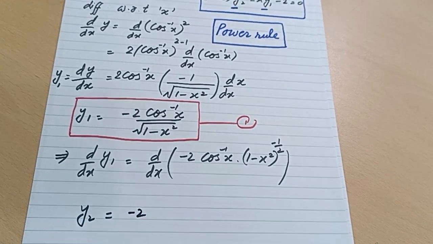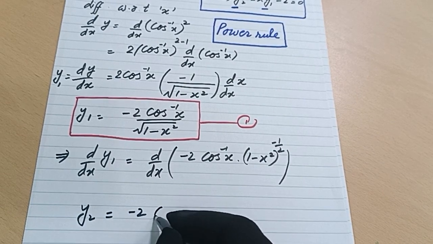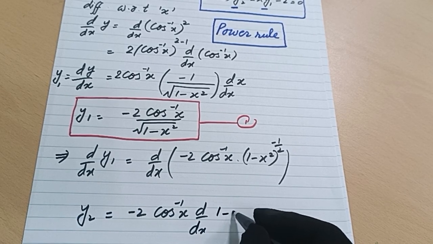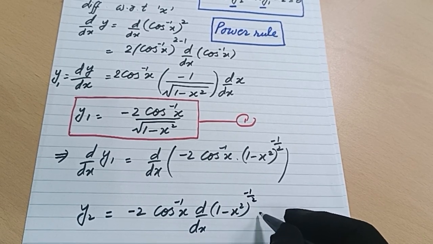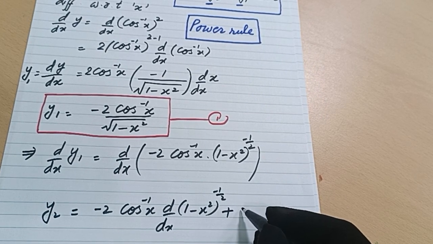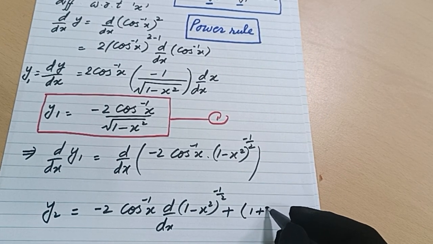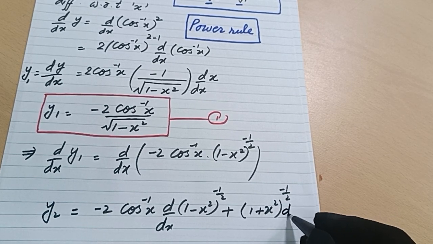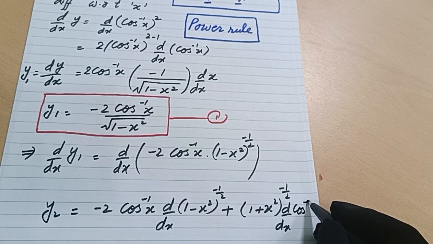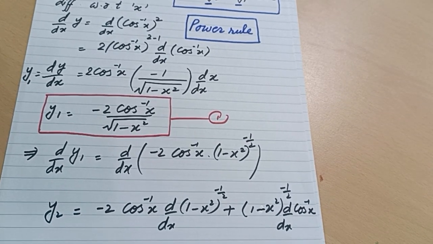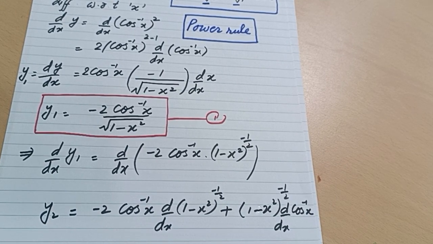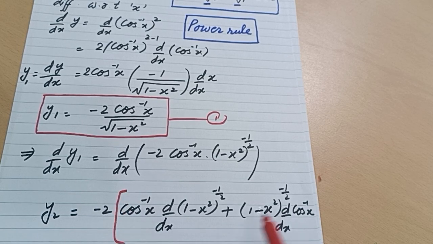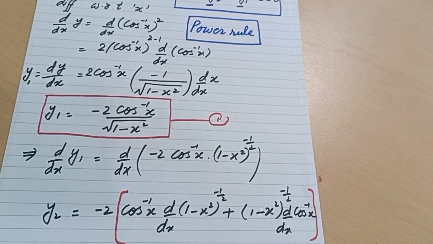Minus 2 is a constant number. So first term as it is, derivative of the second term, that is 1 minus x square whole power minus 1 by 2, plus first term, second term as it is. By mistake I wrote plus, I will make it minus. Derivative of cos inverse of x. Now you know that this minus 2 I kept outside, so it will stay outside for the whole function.